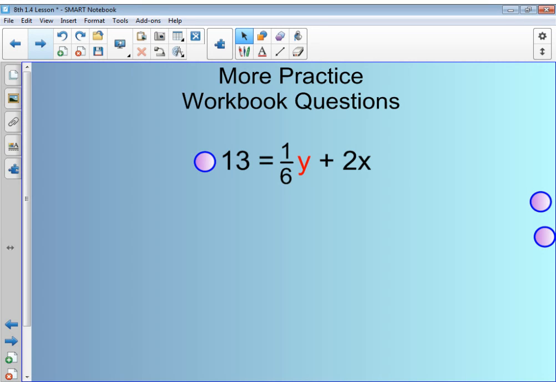Okay, so first of all, when I see this, not that I have to have it set up with my y on the left, but I just like how it looks. So I'm going to reverse some stuff around.